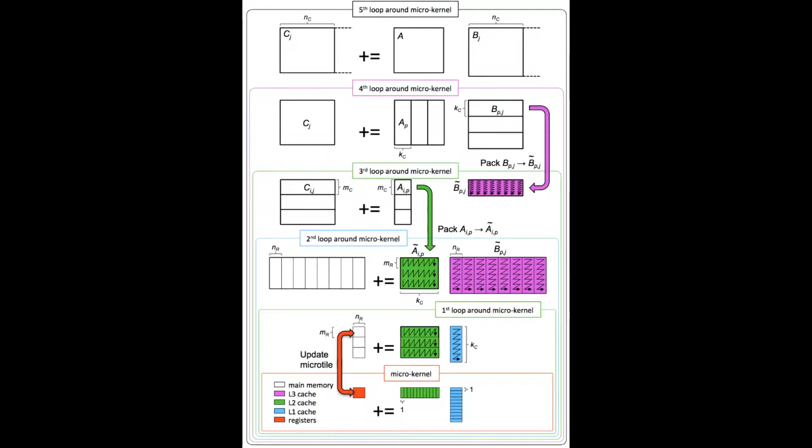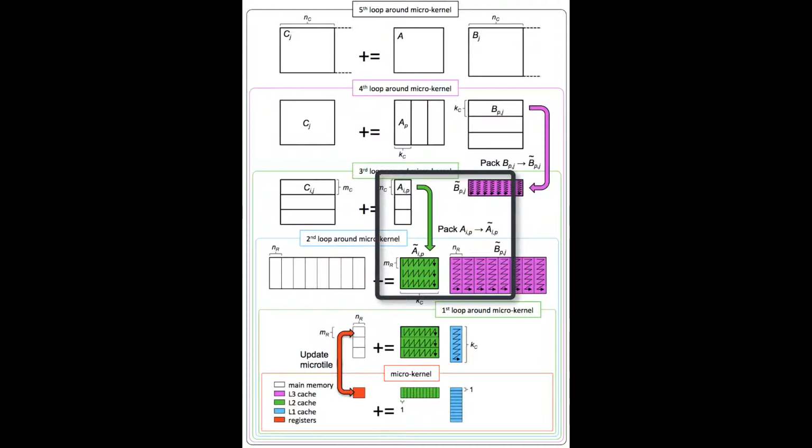Where does this fit into the big picture? The first time a row panel of B is encountered in the fourth loop around the microkernel, it can be packed. That panel is reused for many multiplications with blocks of A, which not only amortizes the cost of bringing it into the L3 cache, but it also amortizes the cost of packing the panel. Once the panel is no longer to be used, the buffer into which it was packed can be reused for the next row panel of B.